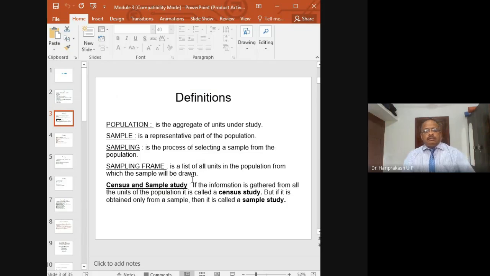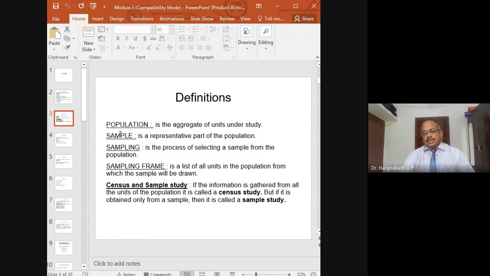Some other terminologies. Population, I have already told, is the aggregate of units under the study. So all the units under a particular study is called the population. Sample is a representative part of the population, a small portion of the population which should be representative, from which you are going to collect the data. Sampling is a process of selecting a sample from the population. Sampling frame, we have already discussed, is a list of all the units in the population from which the sample will be drawn.